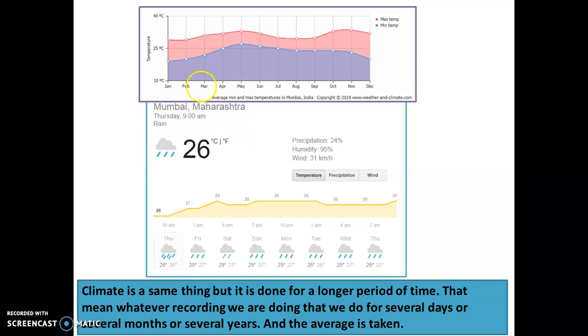As we saw in the diagram, see here, this is 28 on Thursday, Friday 29, Saturday 29, Sunday 29, Monday again 29, then 28. So what we can say is that the average climate of this week is between 28 to 29. By studying every day's weather, we can find out the average, and that average is termed as climate. So I hope it is clear to everybody, the difference between weather and climate. Both are related to each other.